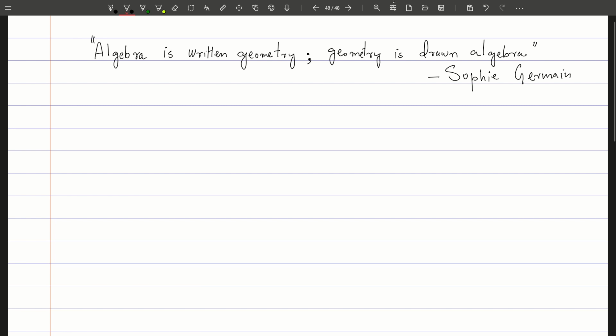This is the first lecture of an elementary course on algebraic geometry. So we'll start this course with this quote: "Algebra is written geometry and geometry is drawn algebra." This is a quote by Sophie Germain. Now let us see this quote in action.